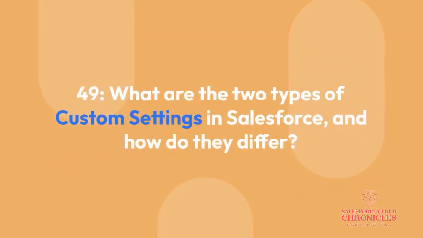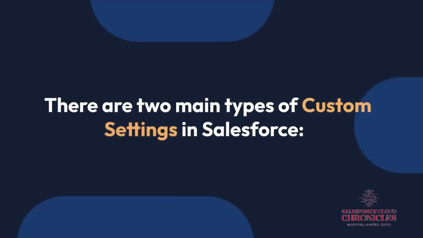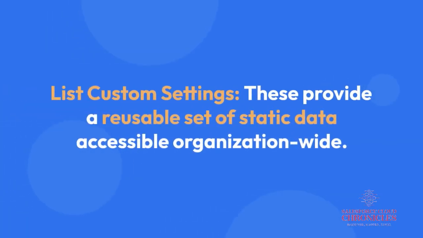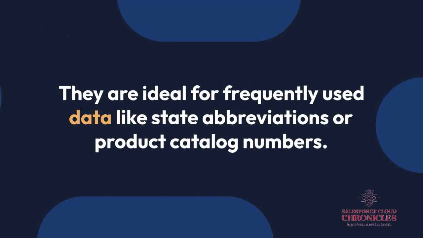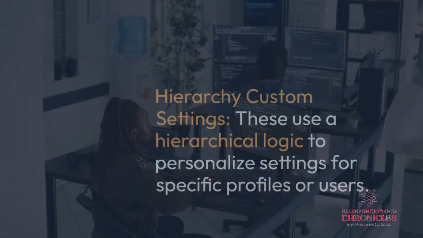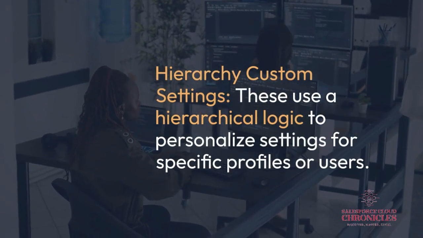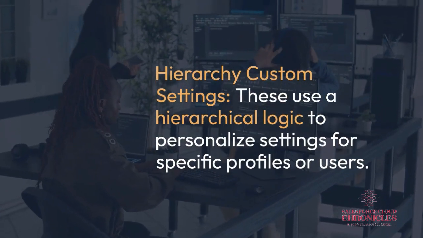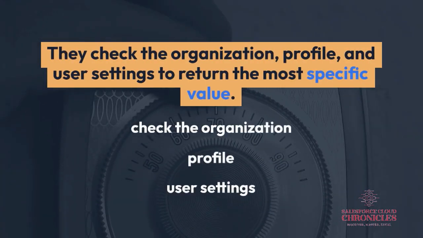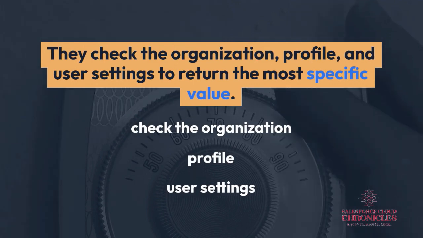Question 49. What are the two types of custom settings in Salesforce, and how do they differ? There are two main types of custom settings in Salesforce. List custom settings. These provide a reusable set of static data accessible organization-wide. They are ideal for frequently used data like state abbreviations or product catalog numbers. Hierarchy custom settings. These use a hierarchical logic to personalize settings for specific profiles or users. They check the organization, profile, and user settings to return the most specific value.